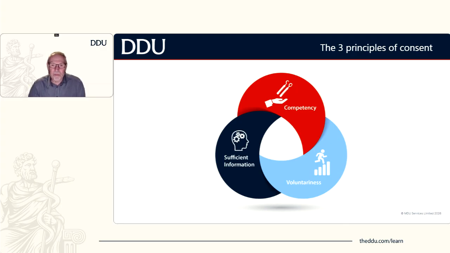So there are 3 principles of consent. The patient needs to have capacity or competency to consent, and we'll talk about this in a little bit more detail later in the presentation. And in order to make a decision, the patient needs to have sufficient information about the treatment. And finally, the patient needs to come to a decision about treatment voluntarily, so not coerced towards a certain treatment by anyone else. And that could be a clinician, a family member, or even a care worker. So just to bear that in mind.